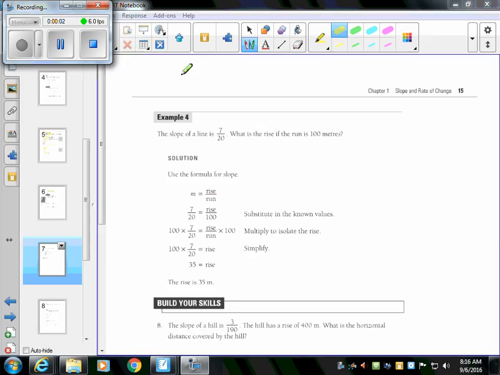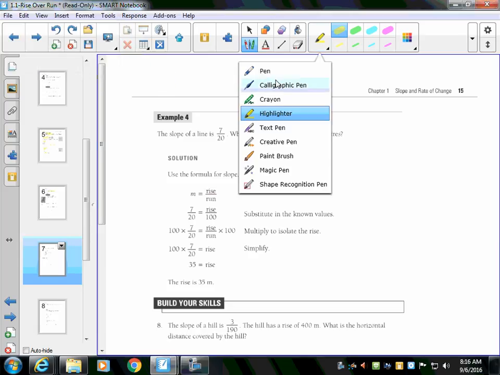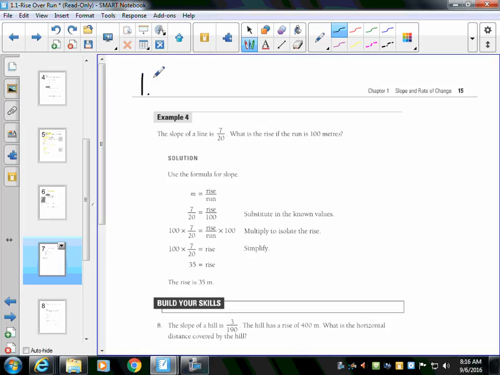So we're going to move on to an example in 1.1b, part 2. This example is where they're giving you a slope. They actually give you a slope in the question, and they ask you what the rise would be, or what the run would be, if the other one is a certain distance. So in this case, what I would do is set up a formula.